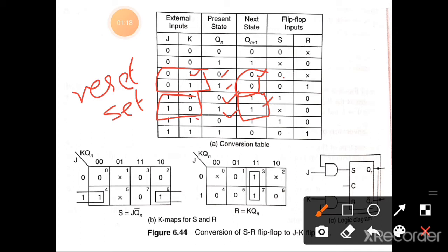The last one is 1 1. J and K are 1 1. Then it is the toggle condition. Toggle condition means if the present state is 0, then the next state will be the complement of 0, that is 1. If the present state is 1, the next state will be 0. That is the toggle condition.